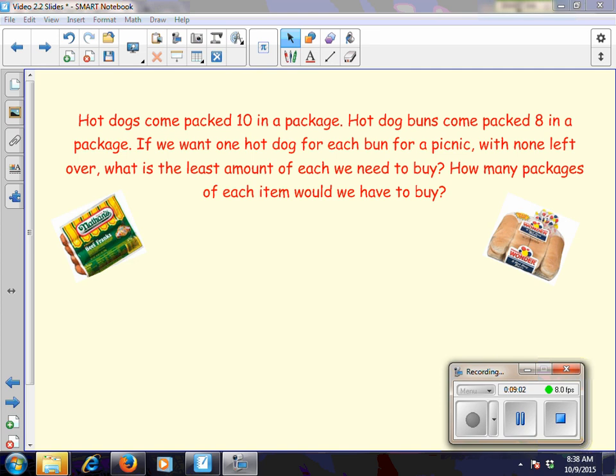So we need to solve this problem. We need to buy enough to have a party. So if we want 1 hot dog for each bun for a picnic with none left over, what is the least amount of each we need to buy?